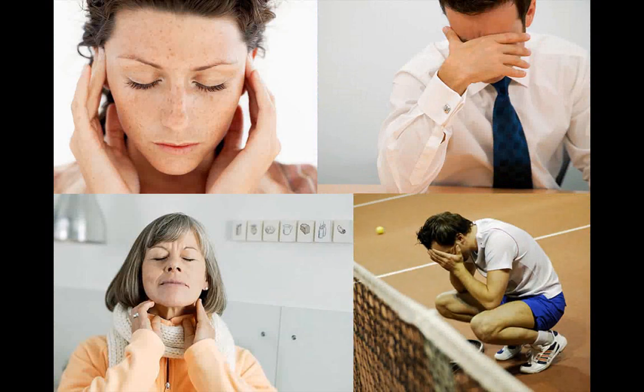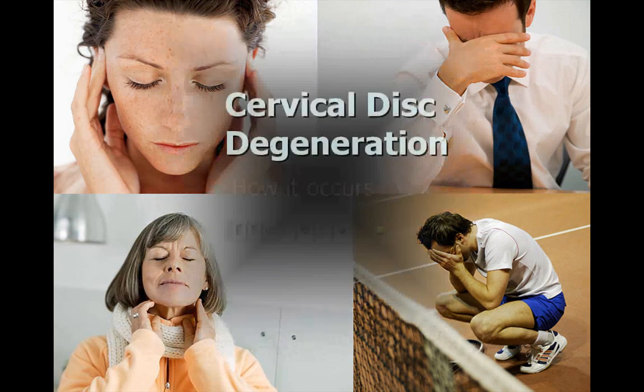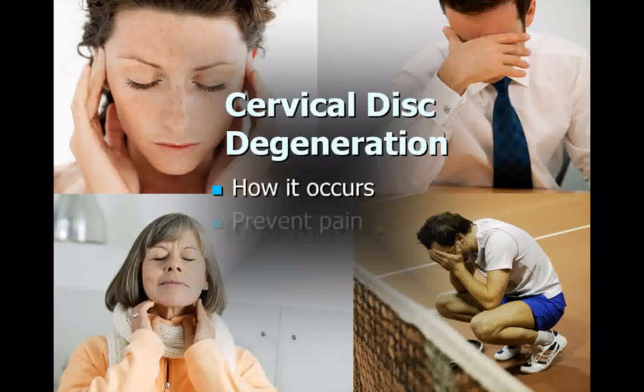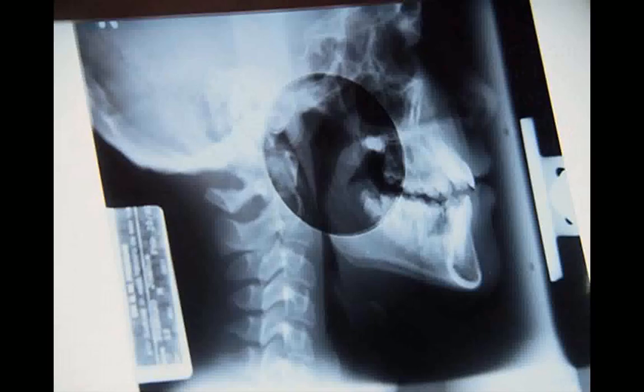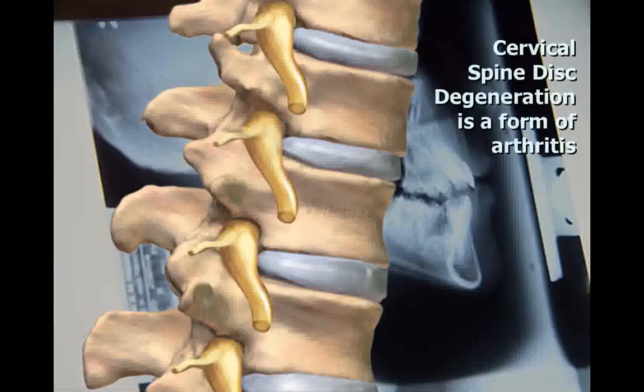Over the next few minutes, you'll learn about a specific type of neck condition called cervical disc degeneration, how it occurs, and what you can do to prevent pain and achieve a healthy spine. Cervical spine disc degeneration is a form of arthritis.